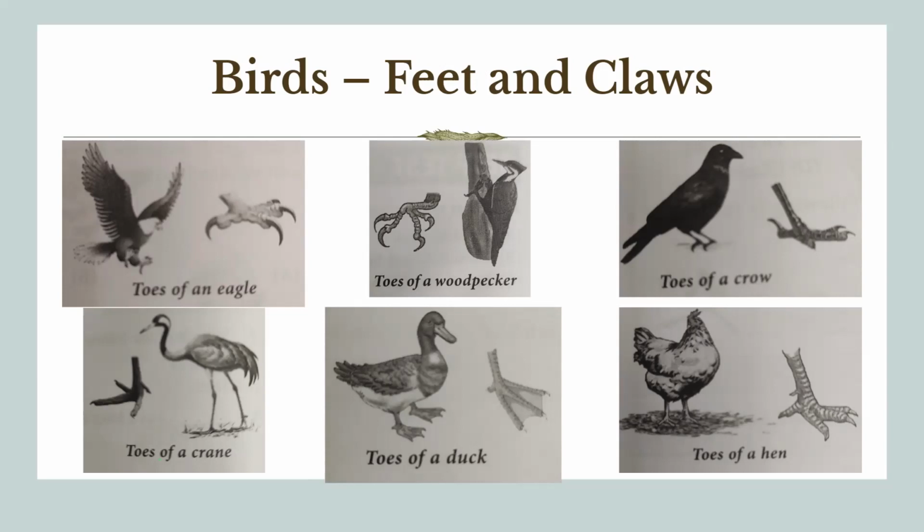Now, the three front toes are joined by what? This is the web feet which you are seeing. It is joined by a thin layer of skin, which is called web. Now, this skin helps them. What if it just tears off? It will not tear off. It is the skin of the bird.